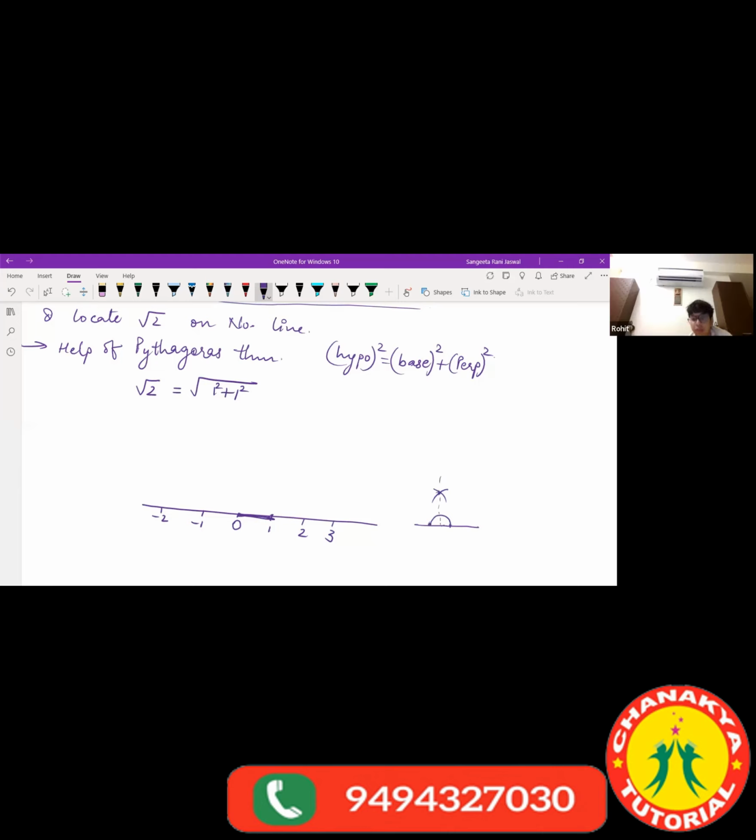Yes, ma'am. On this point 1, you draw a perpendicular. So how do you take a perpendicular? You take a semicircle like this.